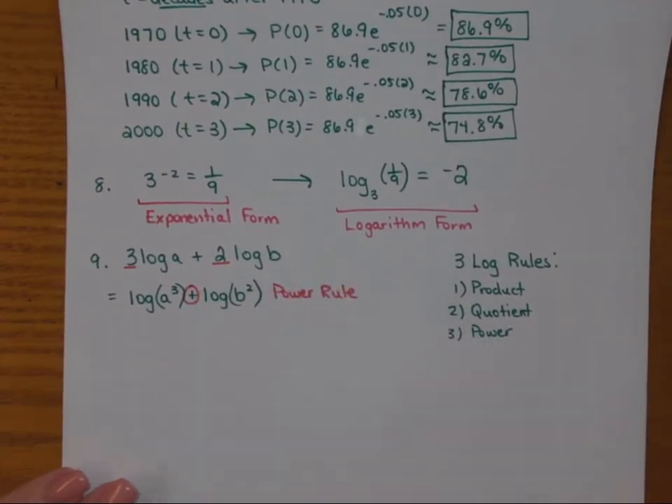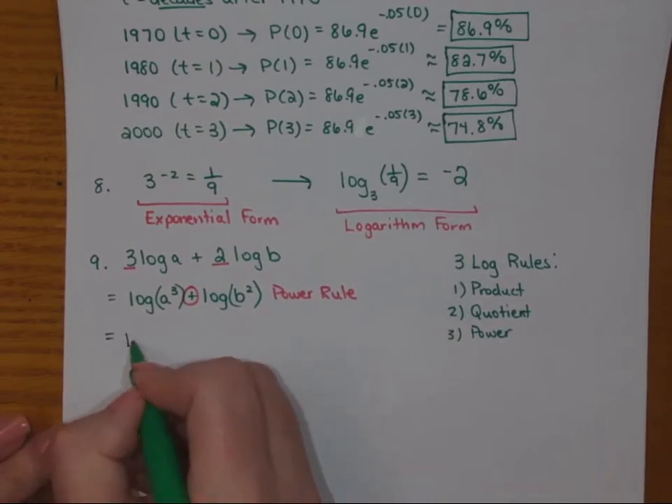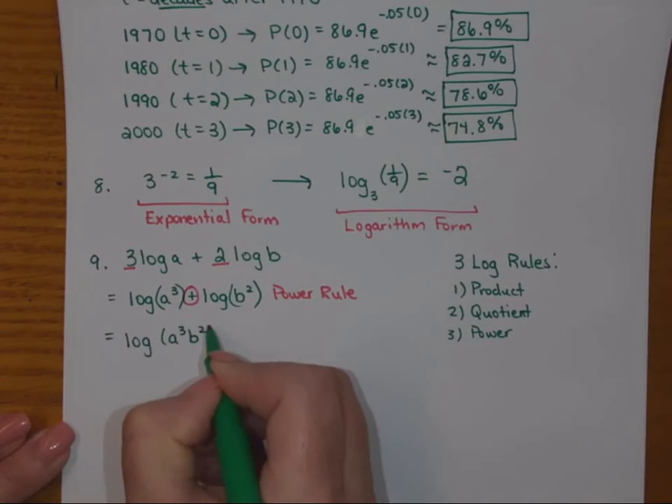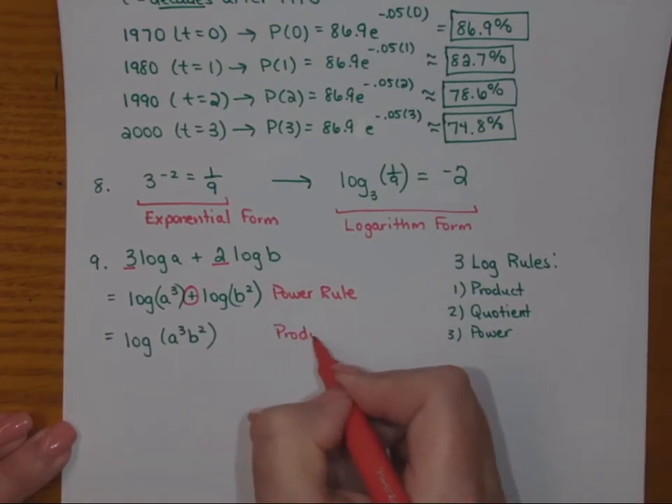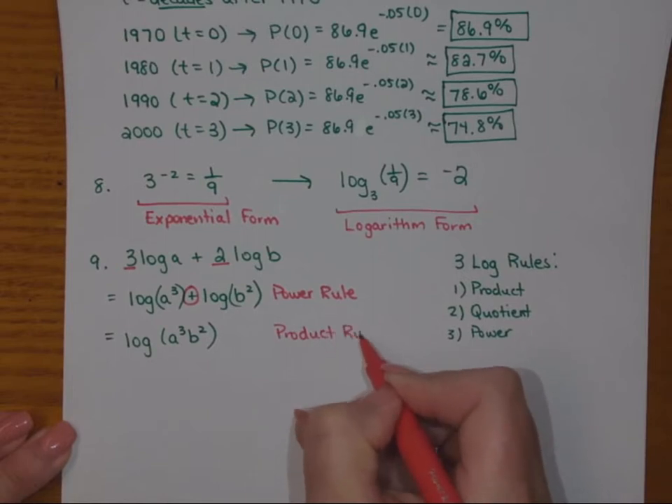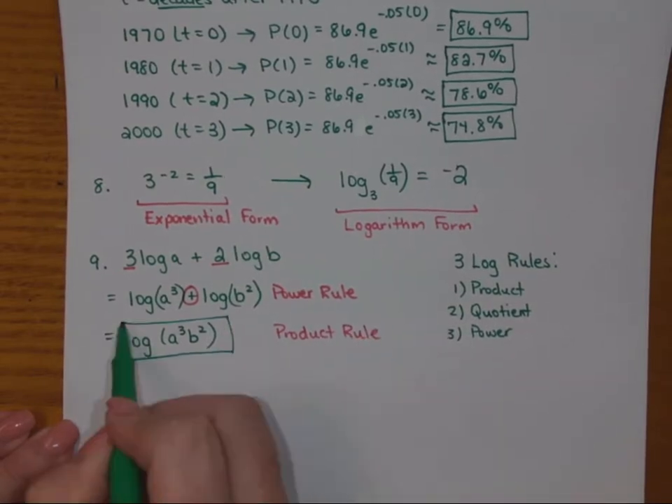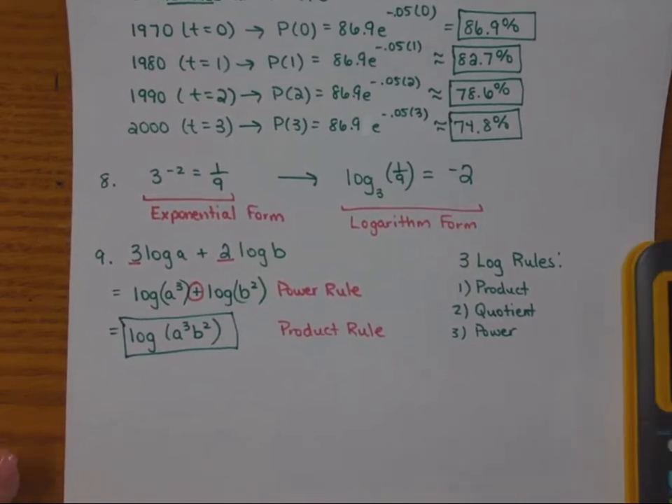So notice we're adding here. The rule that allows you to combine with addition is the product rule. So this is going to be the log of a cubed b squared, because again of the product rule. Notice this time you do need to put parentheses to indicate that the a cubed and the b squared are both part of the log term. So make sure that you do that when you write it out.